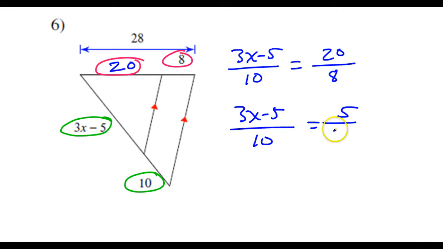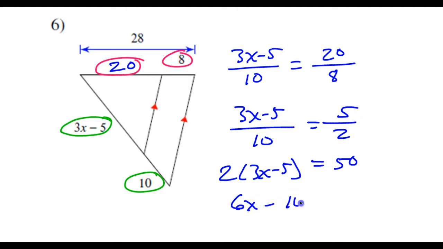Alright, of course you'll get the same answer if you don't reduce, but working with smaller numbers is easier. So as I cross multiply, I'm doing 2 times the 3x minus 5. Don't forget to distribute. And 10 times 5 is 50. So distributing, I'll have 6x minus 10 equals 50. And then I am adding 10 to both sides.